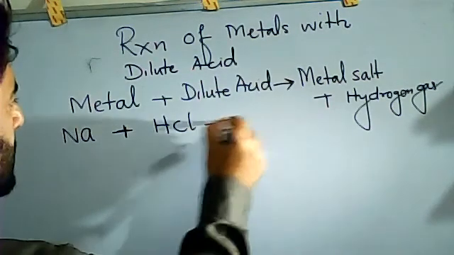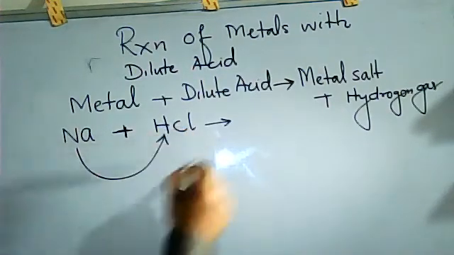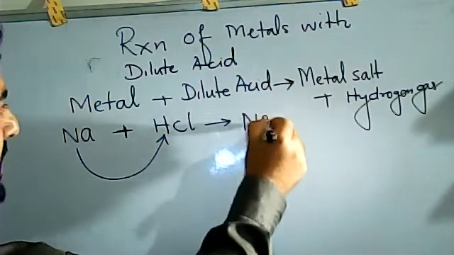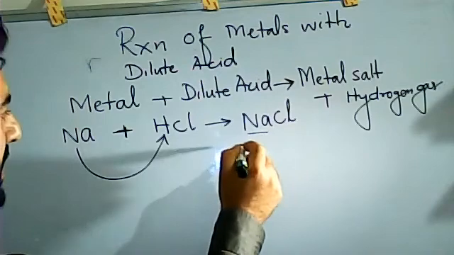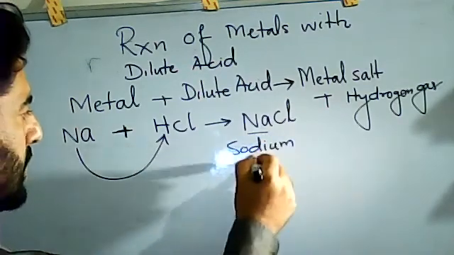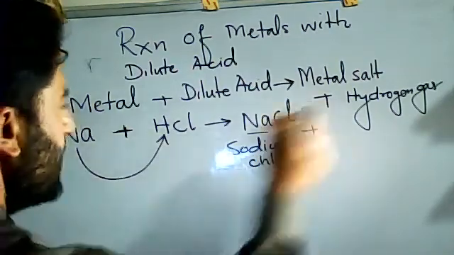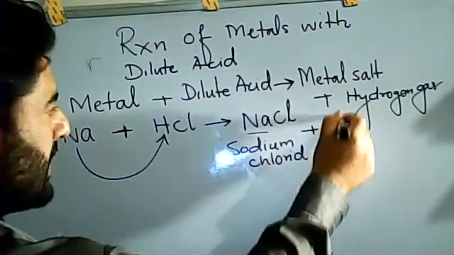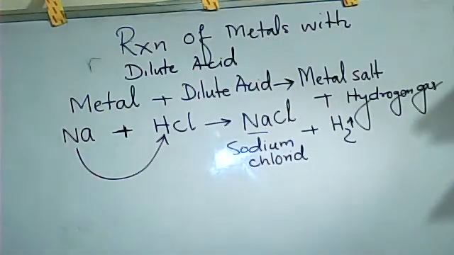Okay, dear. So this sodium will displace the hydrogen and it will form NaCl. What is this? This is a salt of sodium, and this salt is known as sodium chloride. Okay, dear. And in addition, the hydrogen gas will be liberated. Now, this reaction seems to be unbalanced, so we have to balance it.